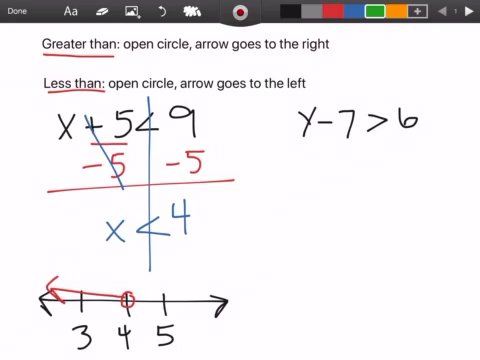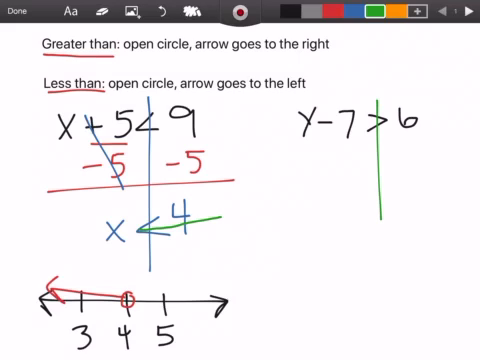Now, I didn't show you this yesterday, but if the variable is on the left-hand side, if it says x is whatever to the number, you can actually draw the arrow into the inequality symbol, and that shows you which way to put your arrow on the number line. It's pretty cool. All right, the next one, y minus 7 is greater than 6.